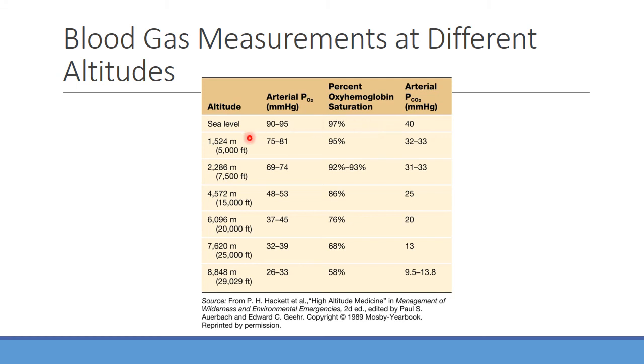Notice as we start to get higher and higher altitudes here, you're going to notice that the arterial PO2 is going to be dropping accordingly. You're going to have the total percent of oxyhemoglobin saturation going down pretty consistently as well. And then the arterial PCO2 concentrations, again, because the pressure is going to be lower here, is also going to be going down additionally.